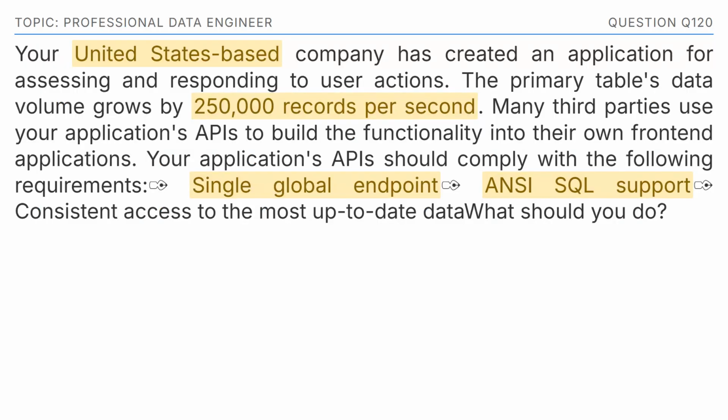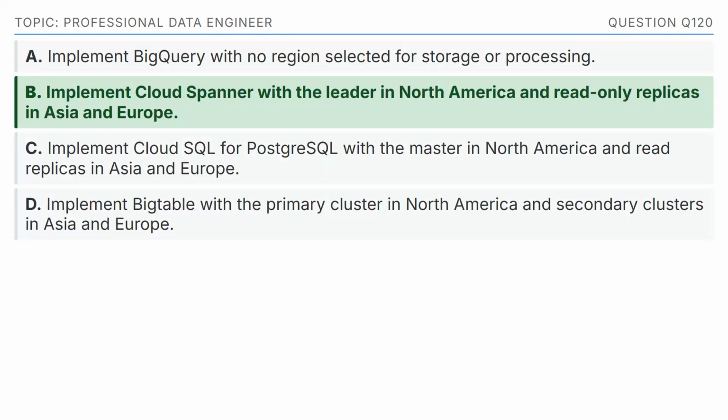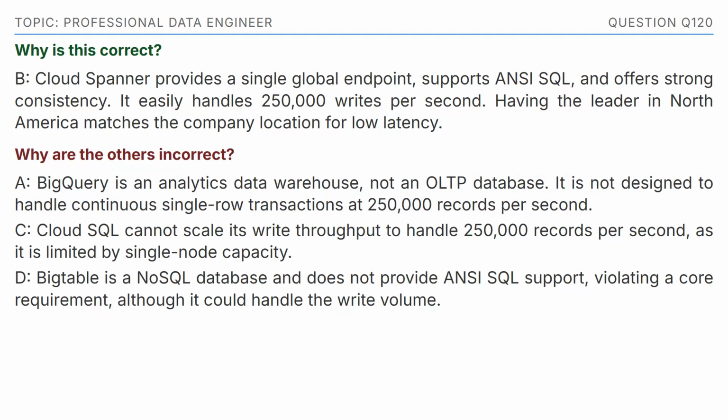To arrive at the correct answer, we focus on the keywords: United States-based, 250,000 records per second, single global endpoint, ANSI SQL support, consistent access to the most up-to-date data. The correct answer is option B, implement Cloud Spanner with the leader in North America and read-only replicas in Asia and Europe. Why is this correct?